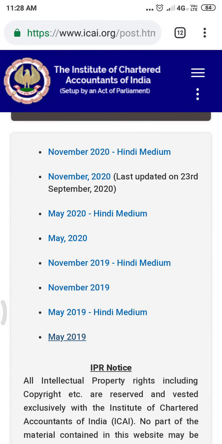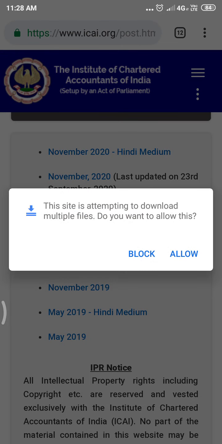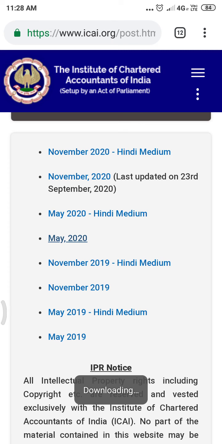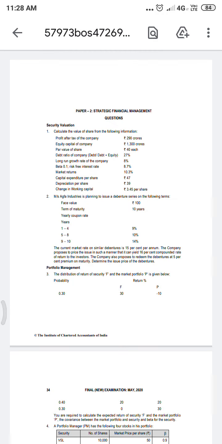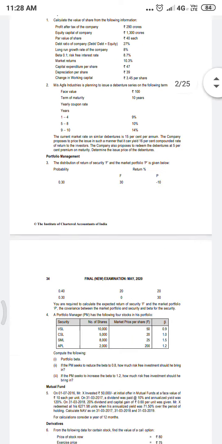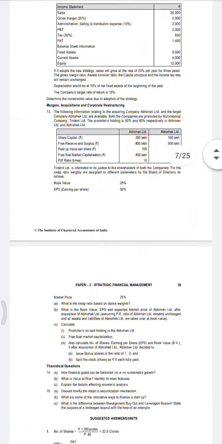Now, next is May 20 RTP. इसके तो थोड़े सिमिलर क्वेश्चंस हैं.